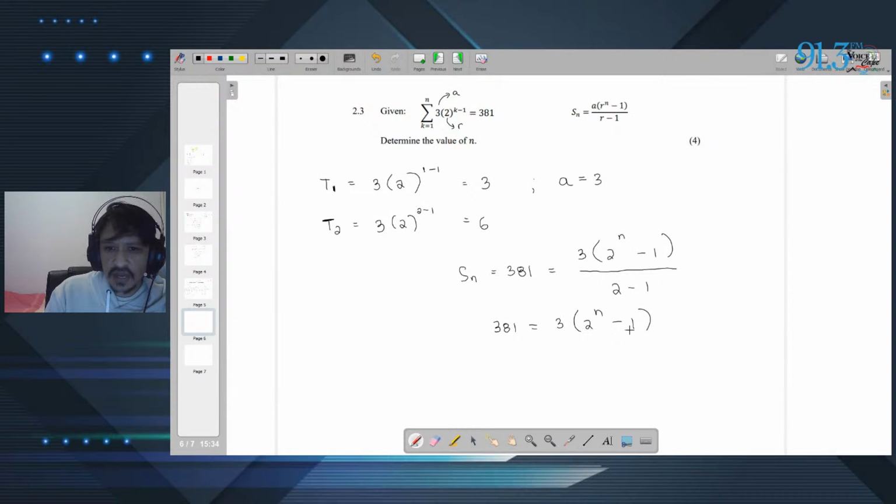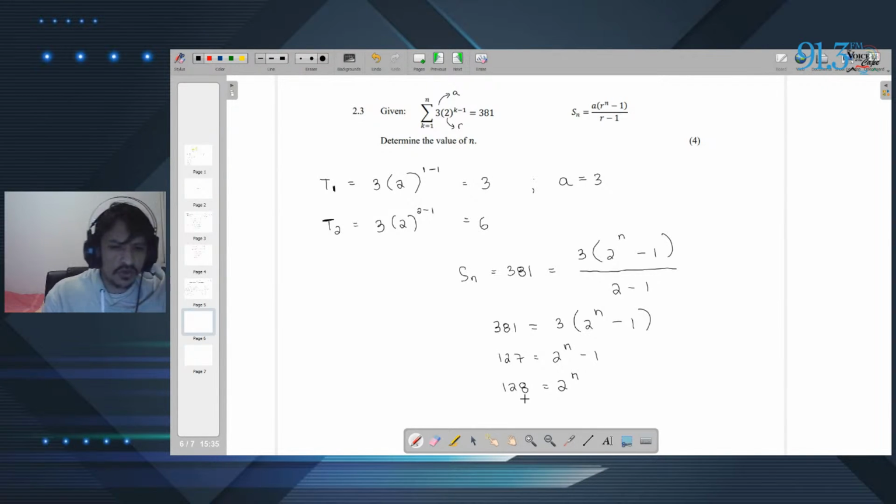Now let us divide by 3. Let's see, 381 divided by 3. Just check on the calculator. That's going to be 127 equals 2 to the n minus 1. Take the 1 over, we'll get 128 is equal to 2 to the power of n. Now, we need to get 128 into its exponential form with the base of 2. This is the base of 2, that's the exponent. So we want the base of 2 and some exponent.